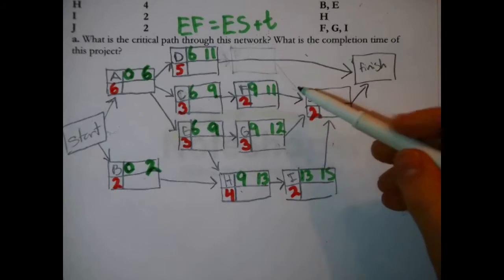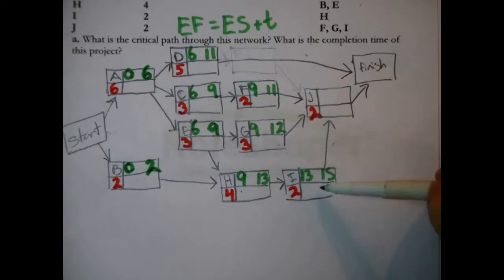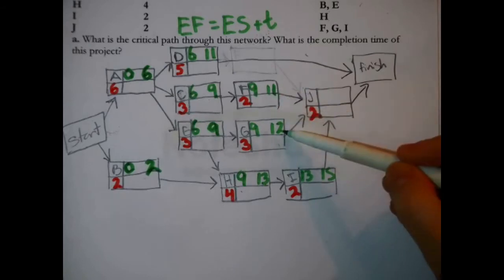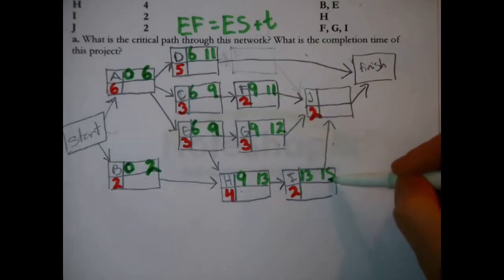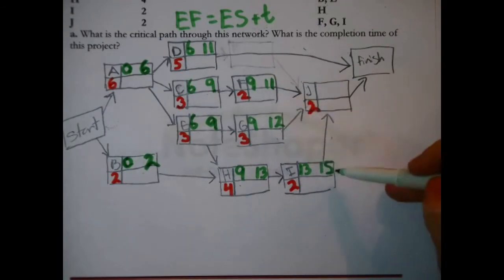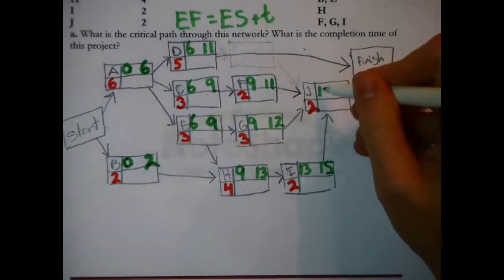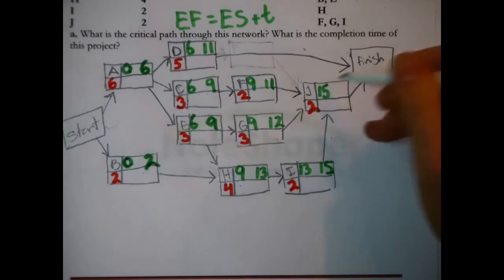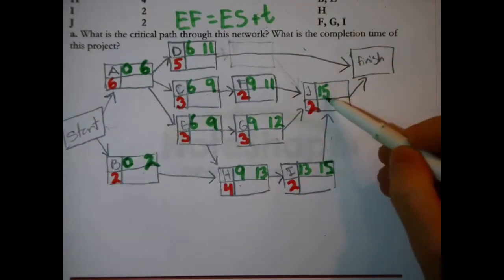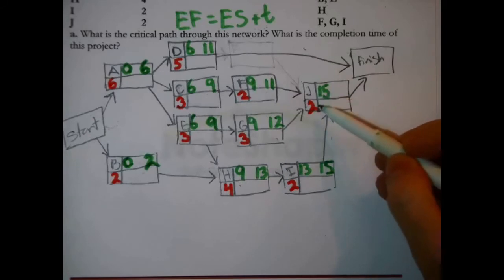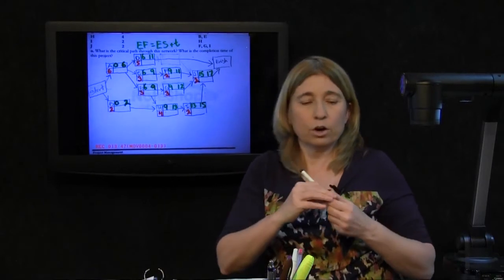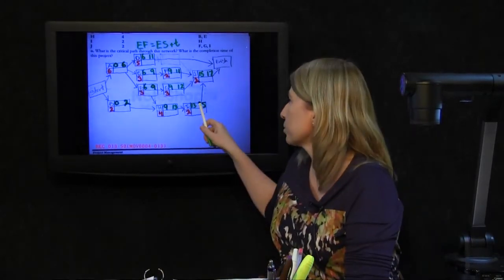J is waiting on F, G, and I to finish. F will finish at the earliest in 11 days, G at the earliest in 12 days, and I at the earliest in 15 days. The early start time rule says we have to pick the largest. We're waiting on I to finish. Okay, so if I finishes at the earliest in 15 days, J could start at the earliest in 15 days. 15 plus 2 is 17. We have finished the early start, early finish timings.